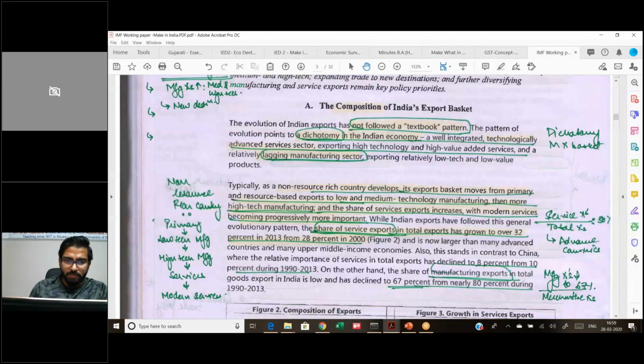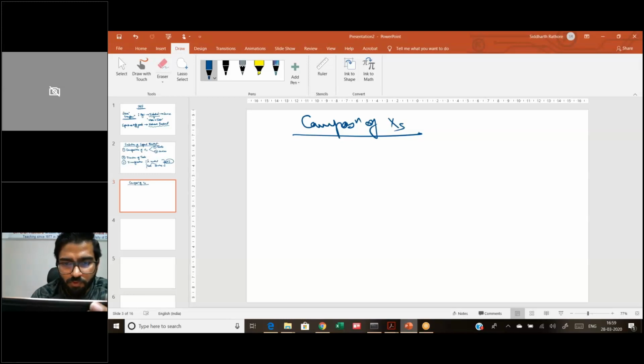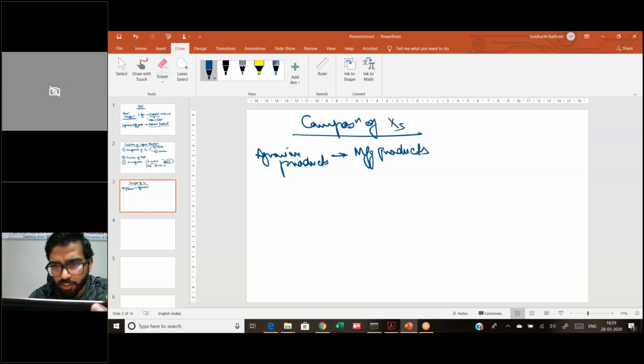So if you see the transition, it happens from agrarian products, then moving on to industrial or manufacturing products. Within the manufacturing products, initially we move from low value, low technological imbibement to medium, then to high tech.